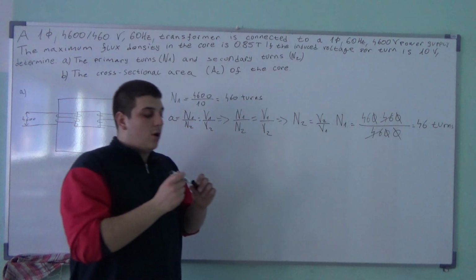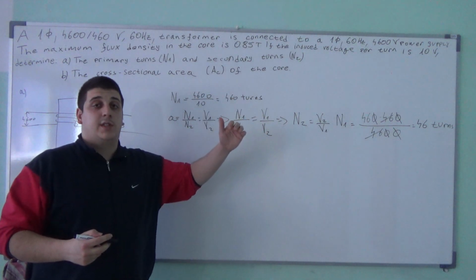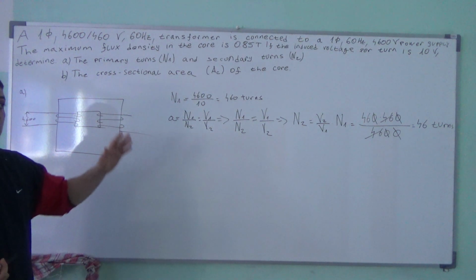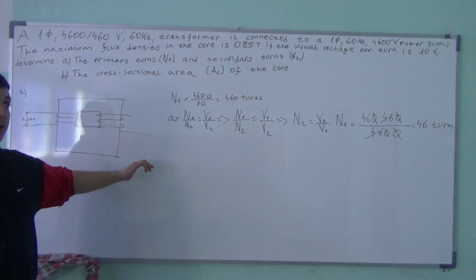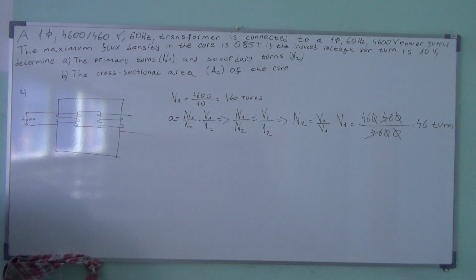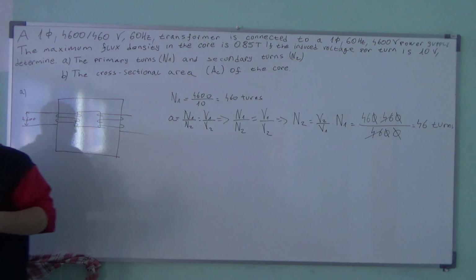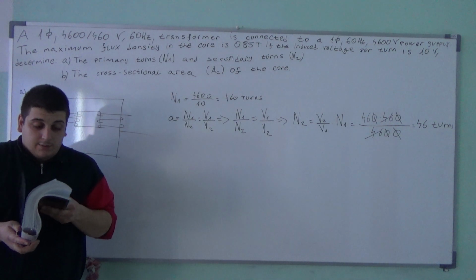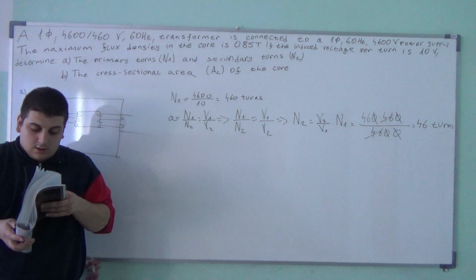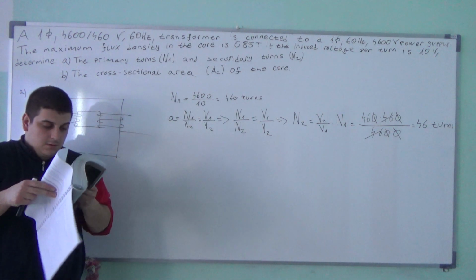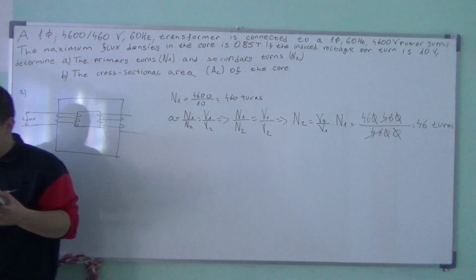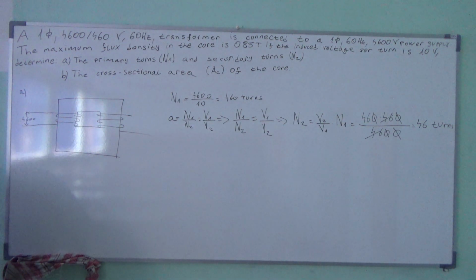So the number of turns on the secondary side is 46, which is logical because a lower number of turns on the secondary side means lower voltage. That is what we have learned in this course. Let me just see if the answer is okay. I hope I didn't screw up. Yes, so it's okay.